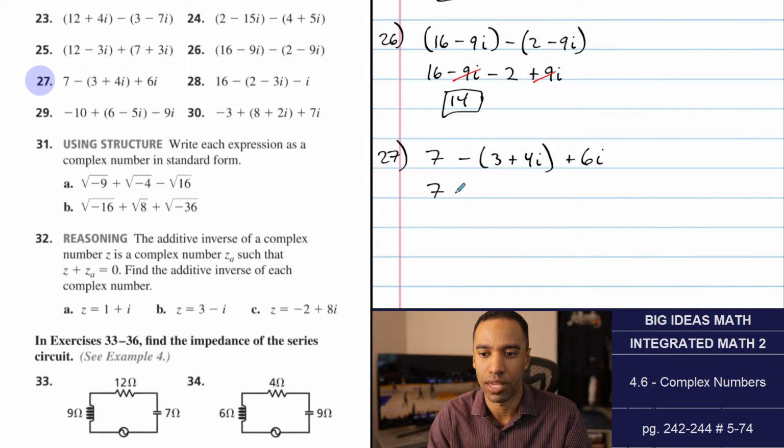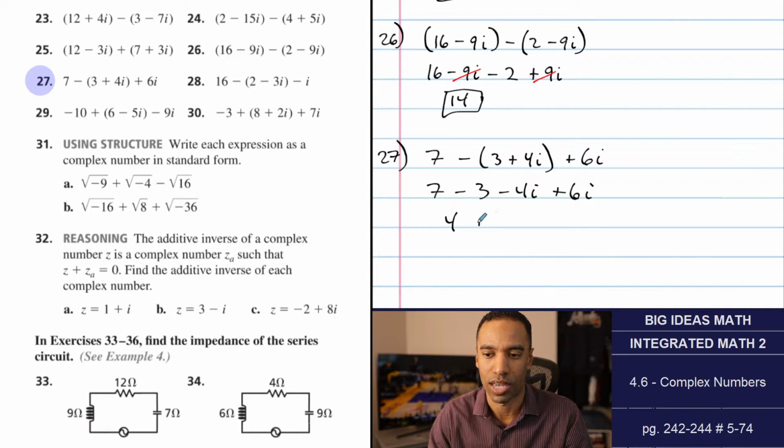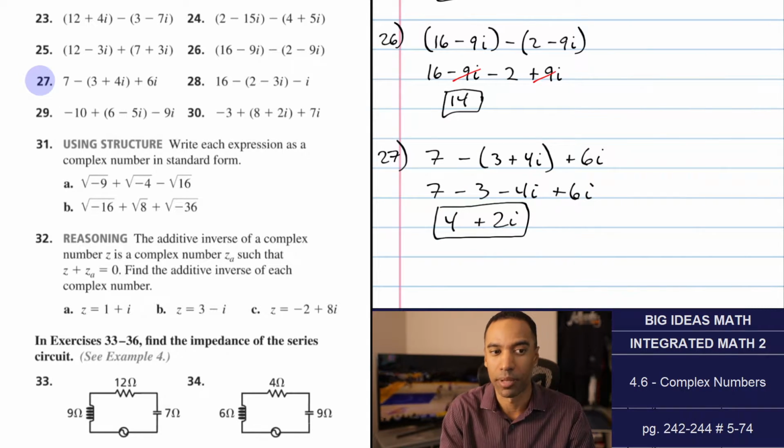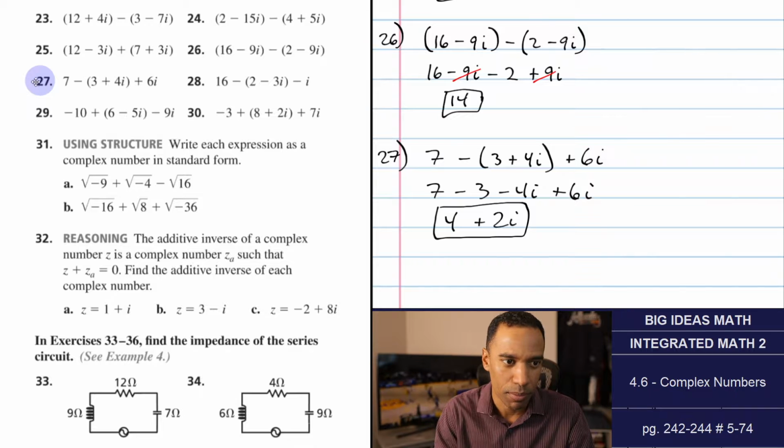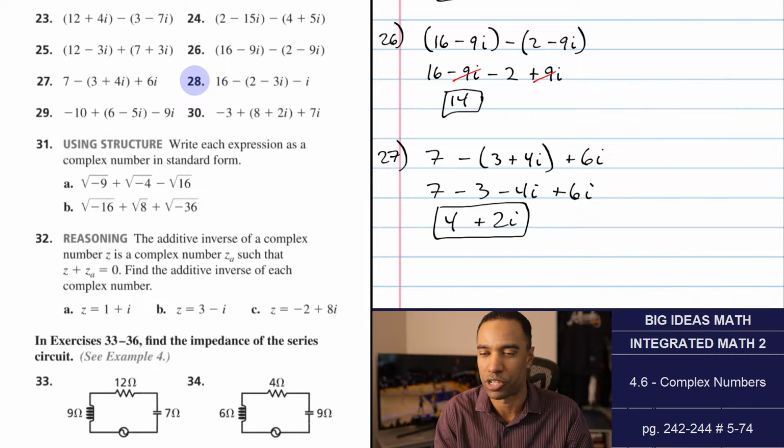Anyway, for you, no change in what we do. Distribute this negative to get 7 minus 3 minus 4i, and then plus 6i there. And these are in perfect order. 7 minus 3 is 4. Negative 4i plus 6i is 2i. So 4 plus 2i is the complex number result of adding that real number with that complex number with that pure imaginary number.